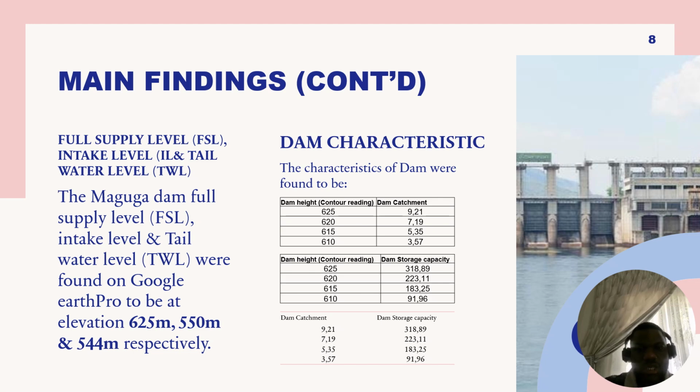The full supply level, intake level, and the tailwater level were depicted from Google Earth Pro. The values were as follows: 625 for the full supply level, 550 for the intake level, and 544 for the tailwater level.